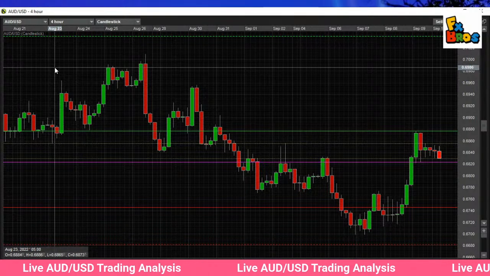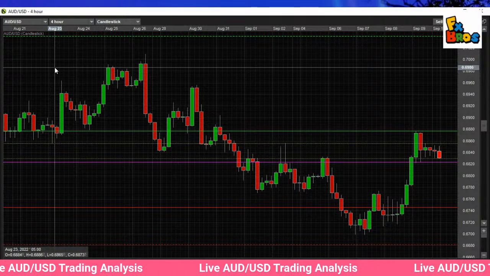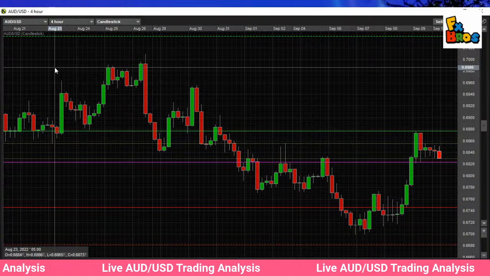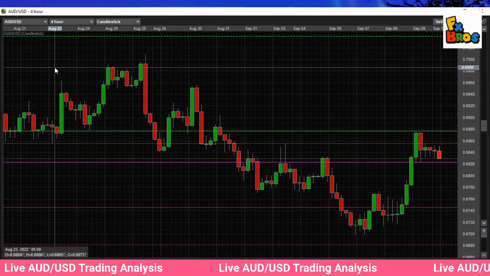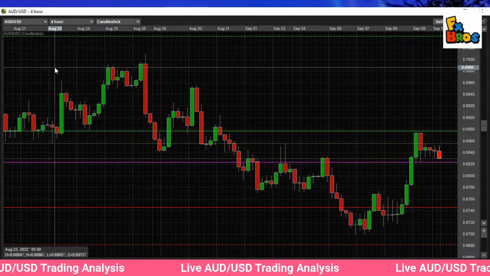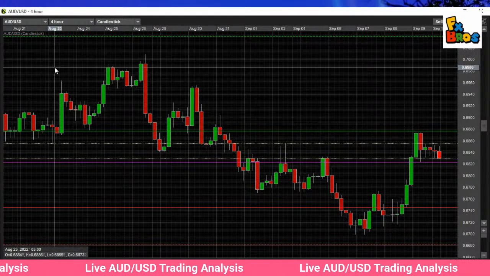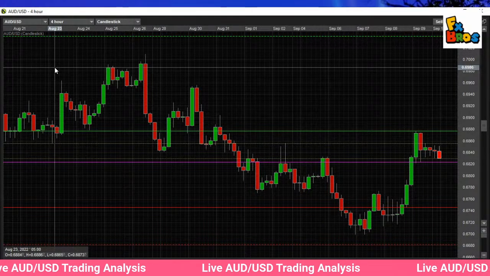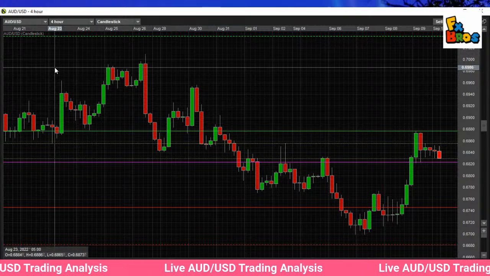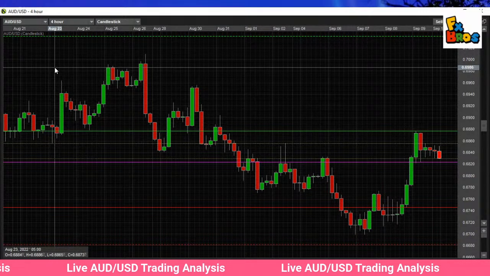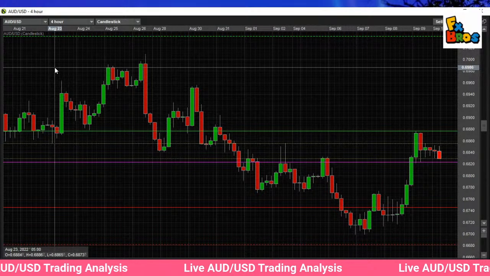Does your 4 hour chart look similar to mine, being that I have a different time zone? Yeah, it looks the same. Exactly the same.